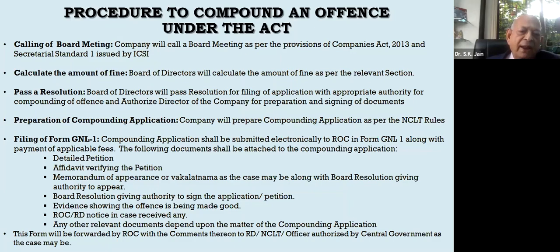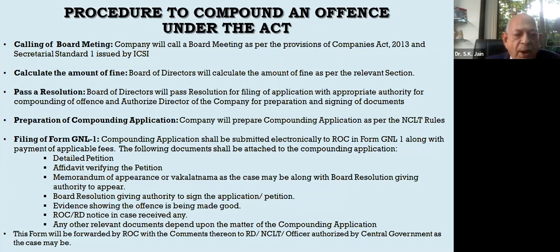That means if you have not filed any form, DIR 12 or AOC 4, MGT 7 or any other form, then first you file the form. Supposing the company has not appointed a company secretary, then it is a continuing offence. The offence cannot be compounded unless you appoint a company secretary. So the offence should be made good. That is a precondition. ROC or RD notice, in case received any. Supposing ROC has given a so-called notice, still you can file a compounding application, but the copy of the notice should be annexed to the compounding application.